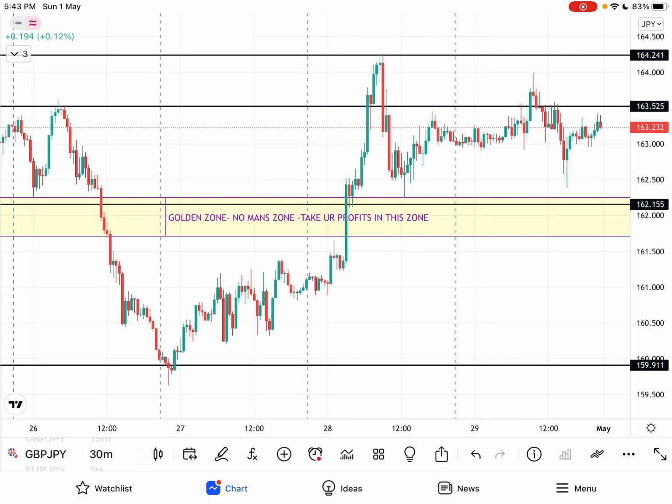Take your profits in this zone. Yes. When the market comes to this zone, yes, I'm taking my profit. Okay. When I take a buy at the demand zone, I'm aiming for a take profit at the golden zone. When I take a sell at the supply zone, I'm aiming for a take profit at what? The golden zone.